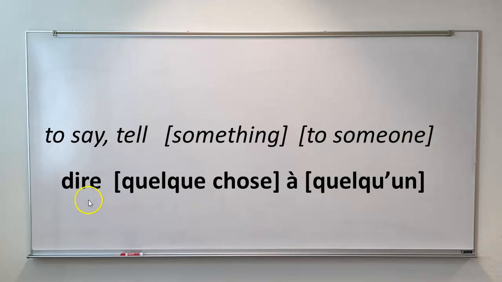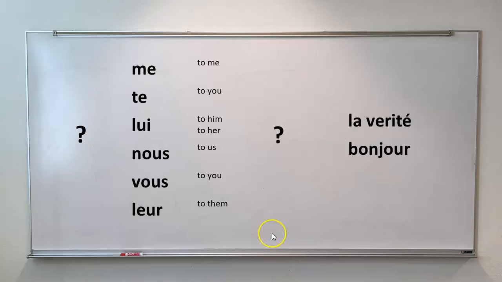Okay, so we say or tell something to someone. In French, that's dire quelque chose, something, à, to, and quelqu'un, someone. So we're very concerned with this part here, à quelqu'un, to someone, and that is the indirect object pronouns. The indirect object pronouns in English are to me, in other words, you can say something to me. To you, I can say something to you. To him, I can say something to him or to her. To us, you can say something to us. To you, the formal you. And to them, I can say something to them. So these are the indirect object pronouns in English.